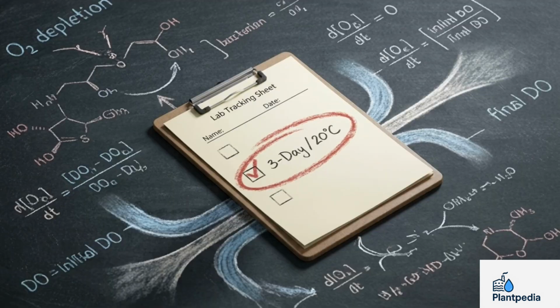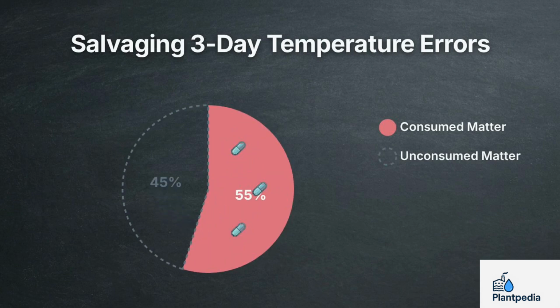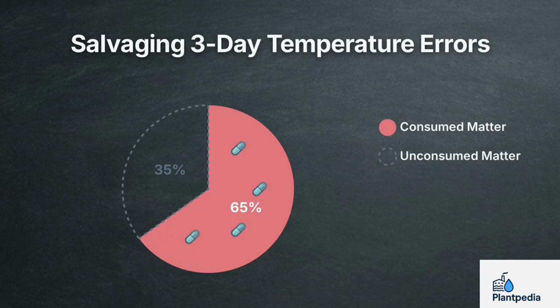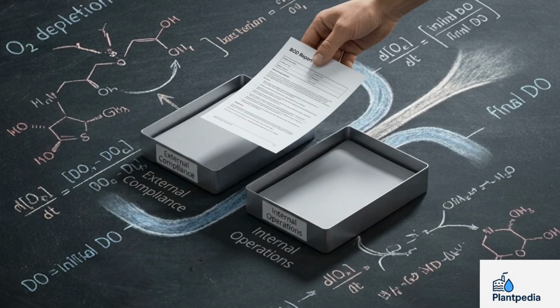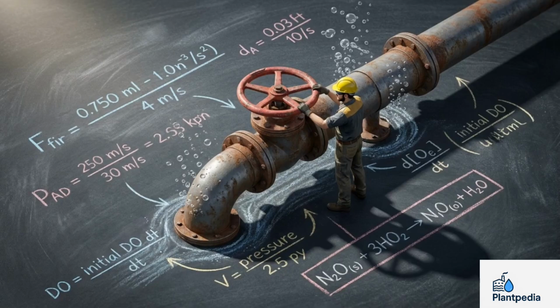There is a mathematical conversion available if you make an incubation error. If you mistakenly run a 3-day test at the cooler 20-degree temperature, the bacteria only consume about 65% of the organic matter. You can divide your result by 0.65 to estimate the standard 5-day value. With the math finished, route the resulting data to its proper destination. File the 5-day numbers through official compliance channels, or use the 3-day results to immediately adjust your plant parameters.